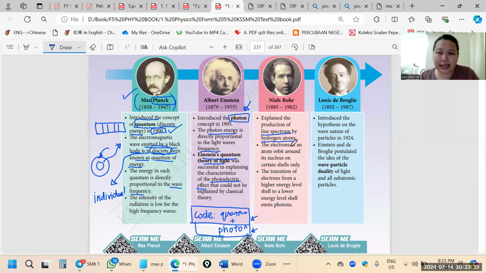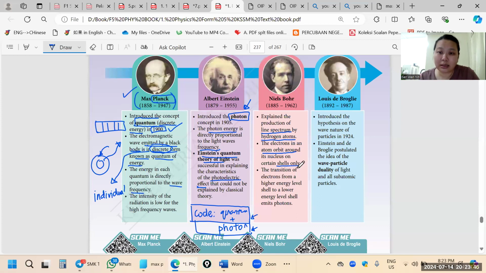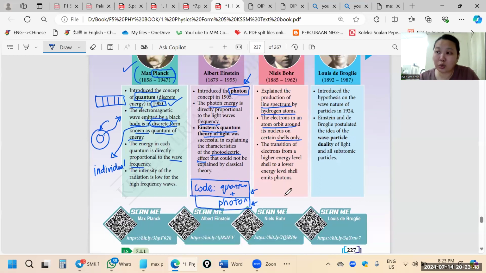So he said the electron in an atom orbits around its nucleus on certain shells only. I believe all of you learned 2, 8, 8, right? Nucleus, 2 electrons, 8 electrons, 8 electrons, okay? 2, 8, 8. The electrons orbit on certain shells only. But if you give it energy, it will go to a higher orbit.